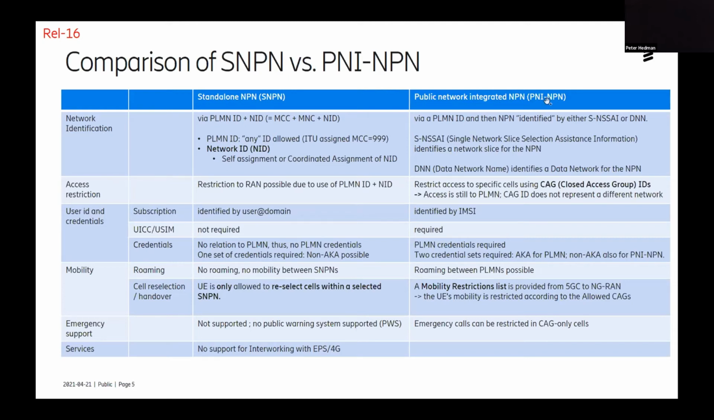Whereas in the public network integrated case, you basically address with the operator's PLMN ID, and then inside the network, you either have a slice separation with different slices, or you have a data network name so you can address a specific data network. These are the different ways the public network can aid your vertical needs for addressing it in the public network itself.